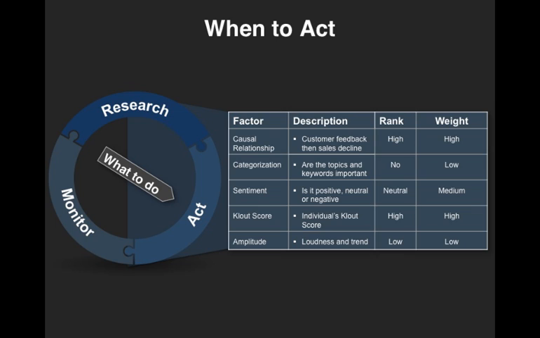When to act. Monitor, research, act. If there is a causal relationship, say customer feedback, then a sales decline, the rank would be high and the weight would be higher. With categorization, if the topics and keywords are not important, then the rank and weight could both be low. In terms of Klout score, if an individual's Klout score is high, then the rank would be high and the weight would be high. If the amplitude, loudness, and trend are minimal, then the rank and weight would both be low.